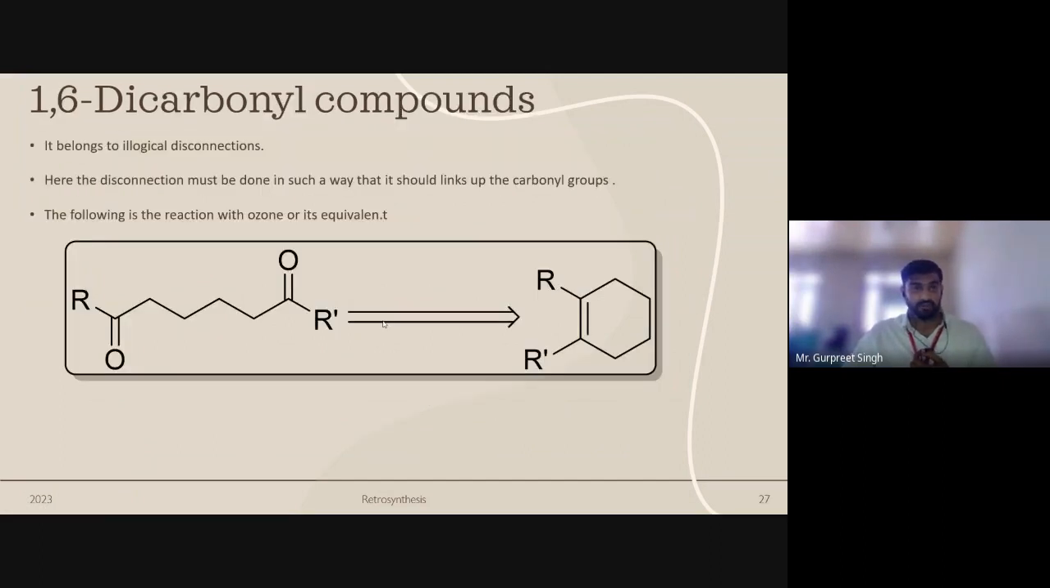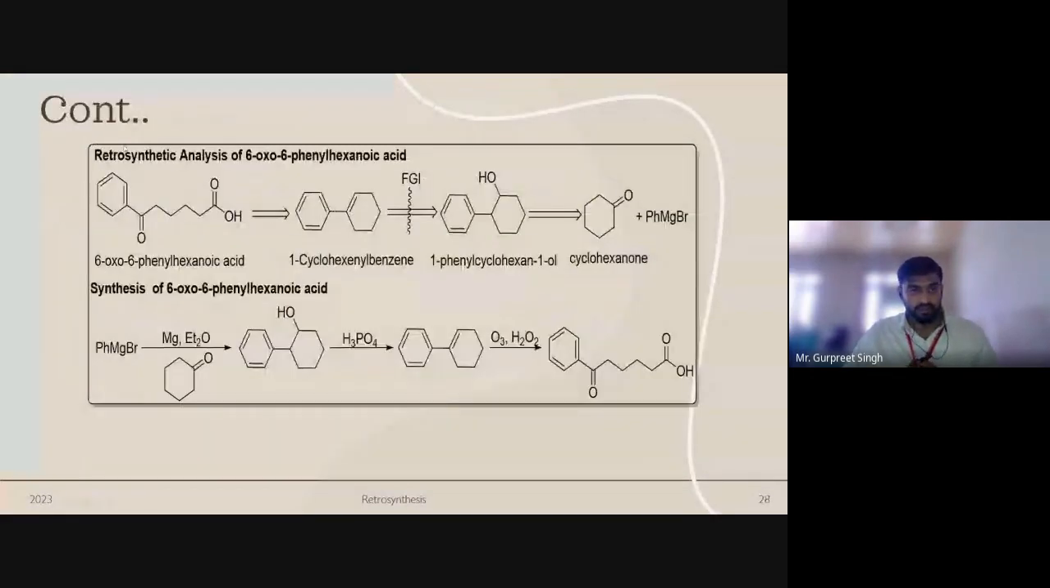Next, we have some 1,6-dicarbonyl compounds. For this, I use the example of 6-oxo-6-phenyl hexanoic acid. So during the retrosynthesis, first we perform the retrosynthesis of this molecule. We end up with 1-cyclohexenyl benzene. Then we use functional group conversion to convert that to 1-phenyl cyclohexan-1-ol, and then we perform the retrosynthesis, and we end up with cyclohexanone and phenyl magnesium bromide, the Grignard reagent.